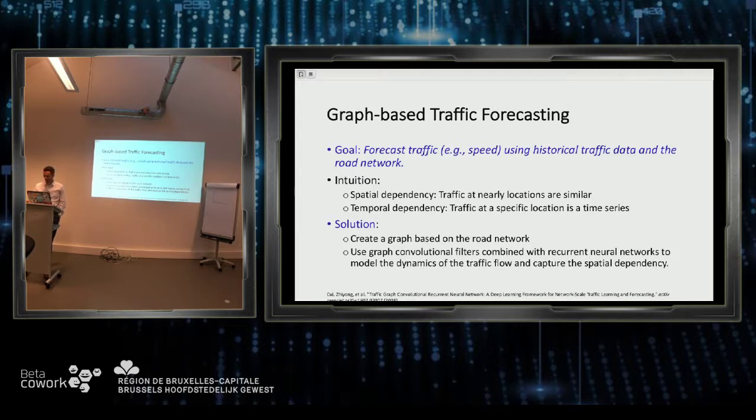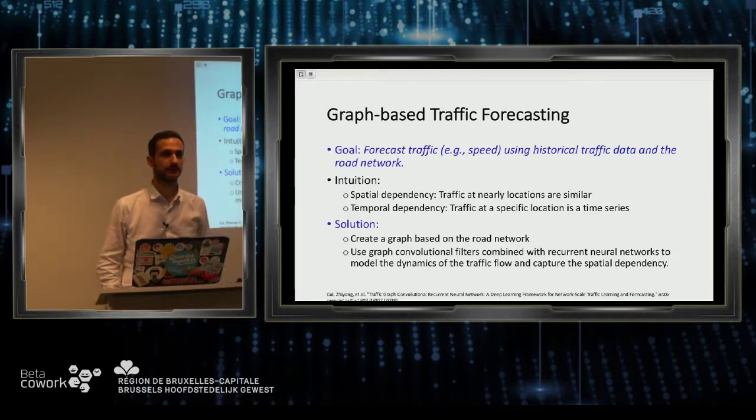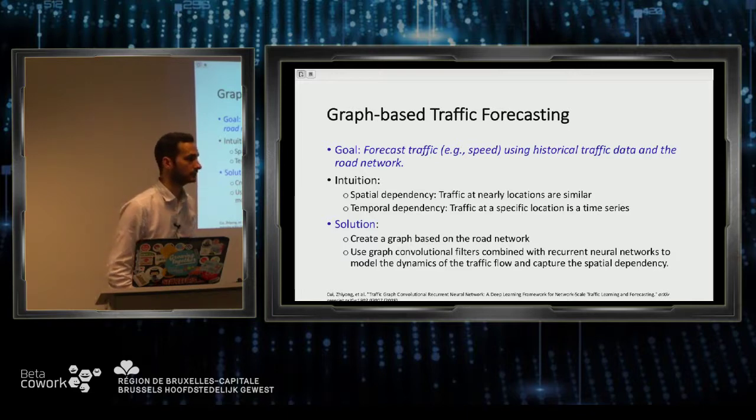Now, another very cool application of graphs is in traffic forecasting. And by traffic, I mean that, for example, you want to forecast the speed in a given street segment using, for example, historical data and using the road network. And you want to predict, for example, what will be the average speed that cars will have traversing a given road at a given time instance in the future.